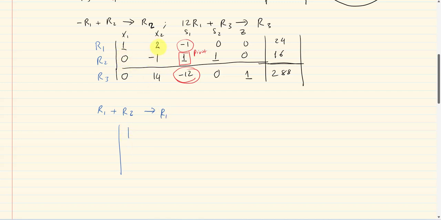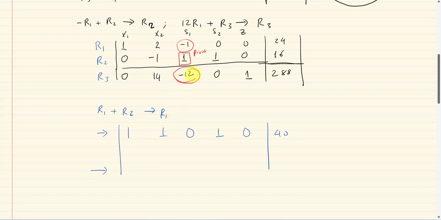-1 add to 2 is plus 1. Plus 1 now is a new number in row 1. 1 plus -1 is 0, and then I replace that to row 1. We are replacing that to this row here. And 1 plus 0 is 1. We are replacing that here. 0 plus 0 is 0, and then the value is 0 here. 16 plus 24, it is 40. It is 40 on the right side. So we are done with this row to make it 0.